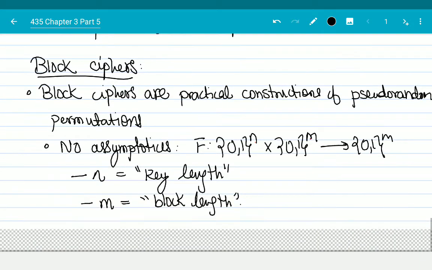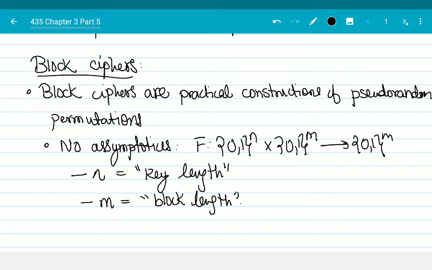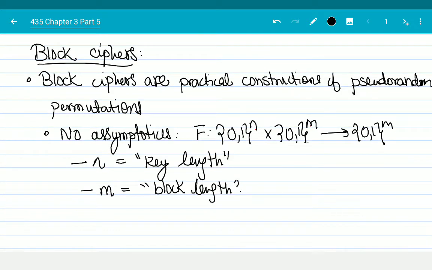You can have these two independent, but your output has to be the same length as your block length. Okay, so these have to be the same. If they're length preserving, everything will be the same, but even otherwise, for block ciphers, we always have to have n, m, and m.